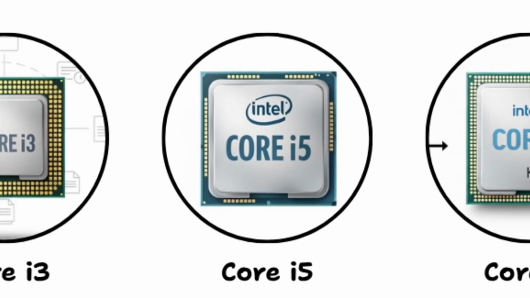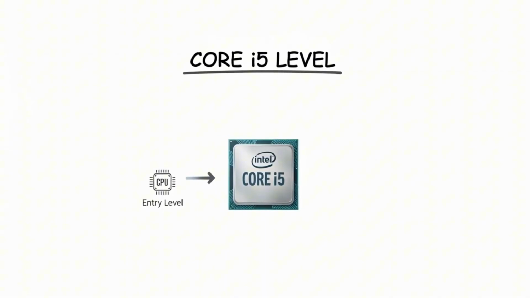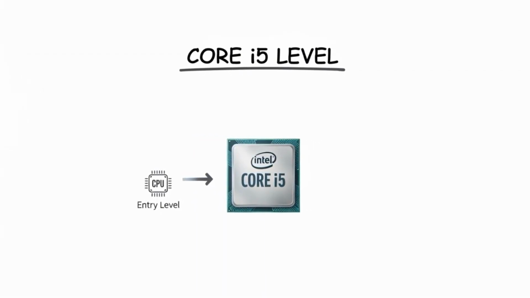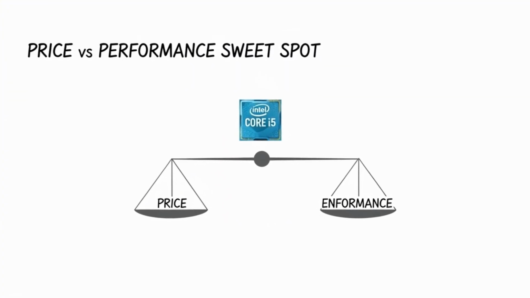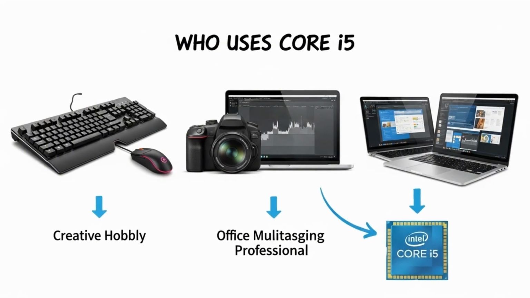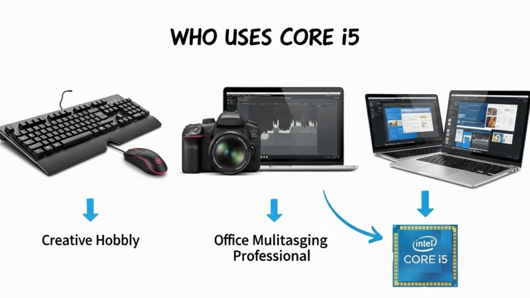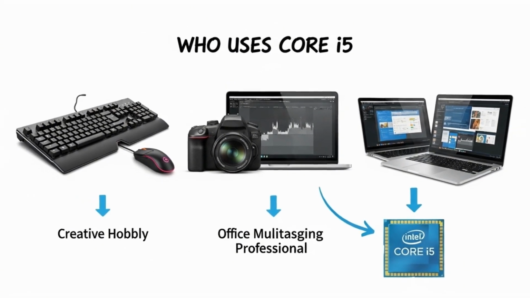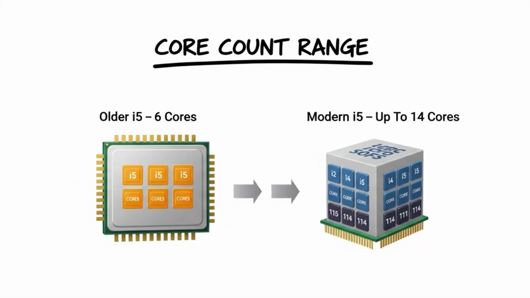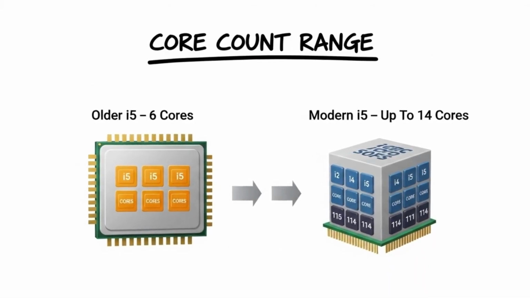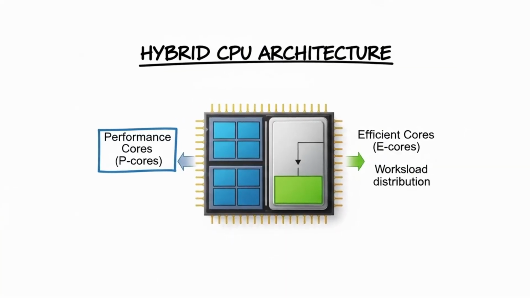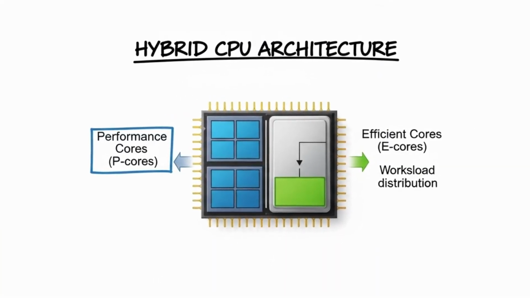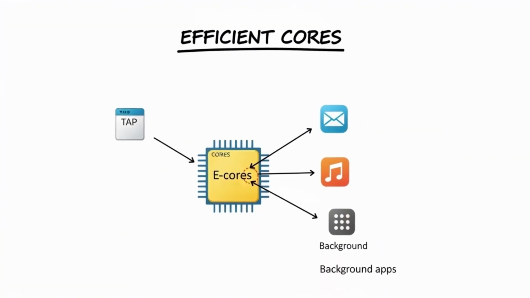Intel Core i5. Stepping up to the Core i5 places you in the sweet spot of the processor market, the zone where price meets performance in a way that satisfies the vast majority of users. This is the chip for the creative hobbyist, the dedicated gamer, and the multitasking professional. Core i5s boast a wider range of core counts from 6 in older models to 14 in the latest generations, often utilizing a hybrid architecture of performance cores and efficient cores to intelligently manage workloads.